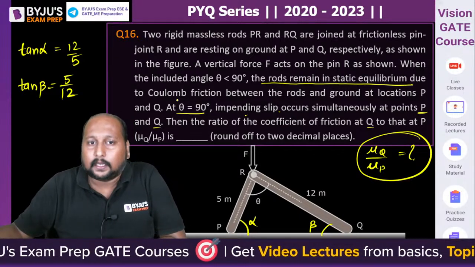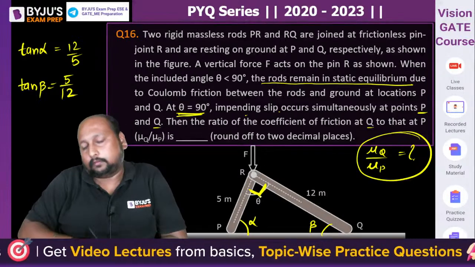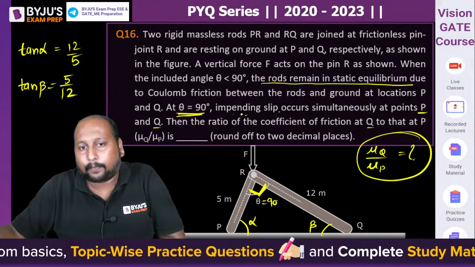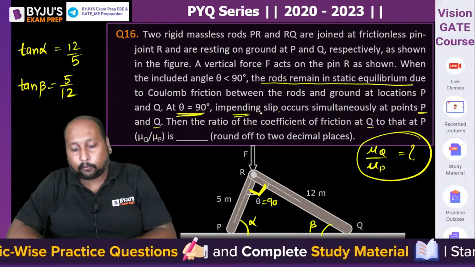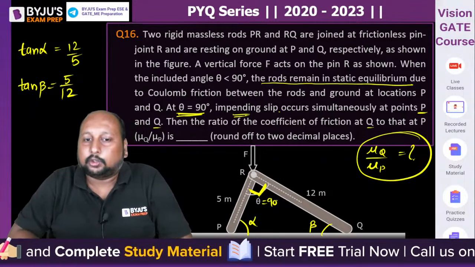Yes, because we are talking about theta equal to 90 degree. When theta equals 90 degree, the motion is impending. So all the calculation will be done when theta equals 90. Okay, fine. So now let us try to take the joint P.